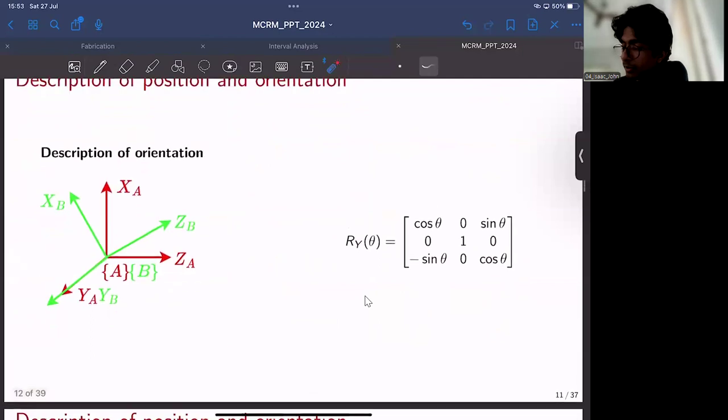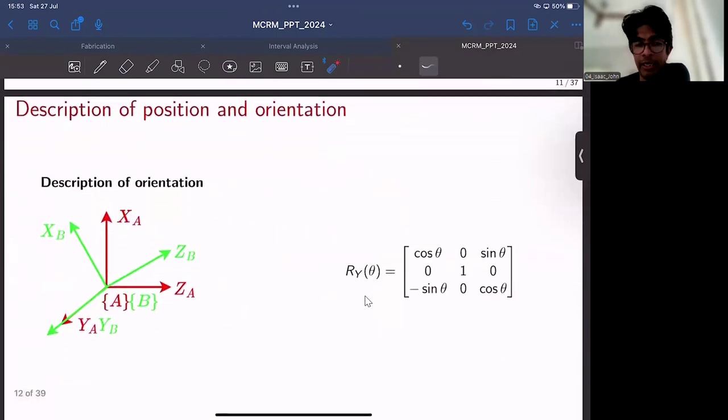Another example is a pure rotation about the YA axis. Earlier the out of plane axis was XA. Now the out of plane axis is YA, and the other two axes are defined with respect to the right hand screw rule. So if the pure rotation is now about YA, what is the angle between XB and XA, YA, and ZA? If this is theta, this will be 90 minus theta. This will be theta, and this angle will be 90 minus theta. So the angle between XB and XA would give cos theta.